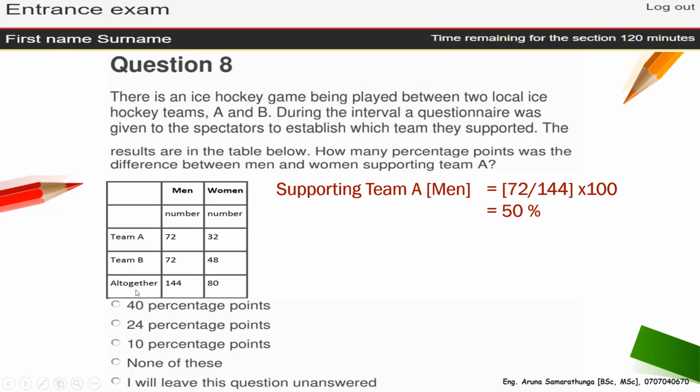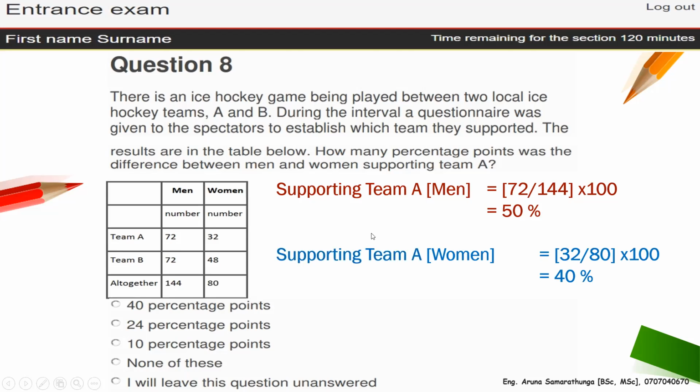144 altogether. Altogether, 144 men came to watch this game. Okay, so out of 144, 72 men support team A. So that's going to be 50%.